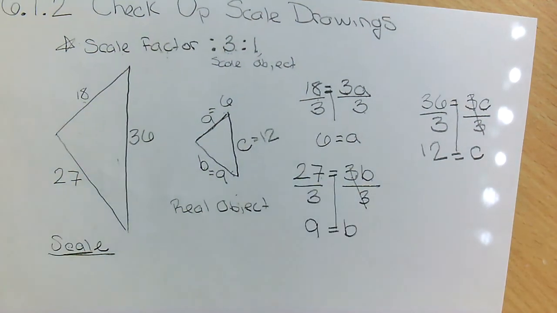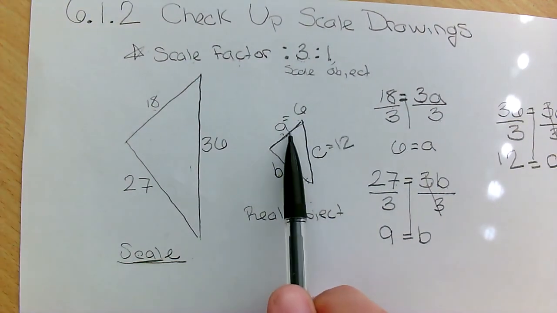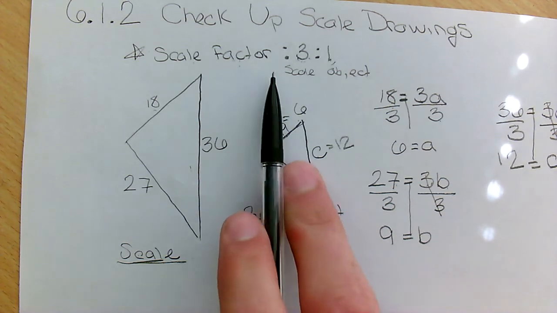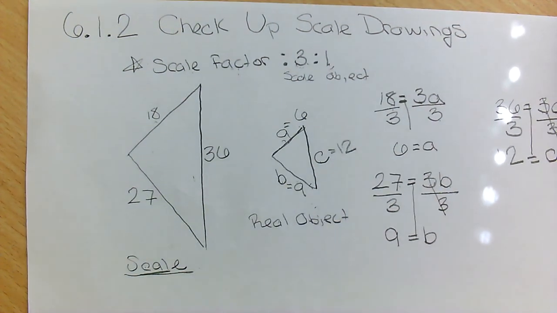So now what we just did is solve for this real object, this side right here, because we were given the scale factor. Alright, I hope this made sense. I'm here to answer any questions that you guys have. I'm going to pause the video so I can set up the next problem.